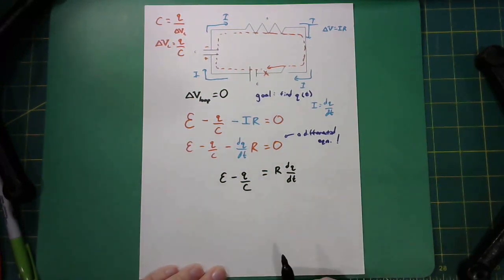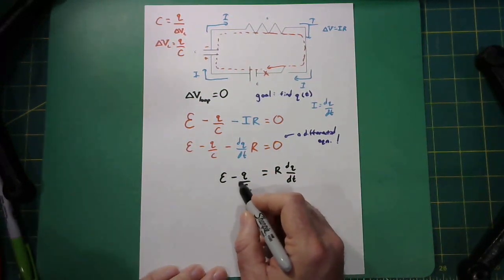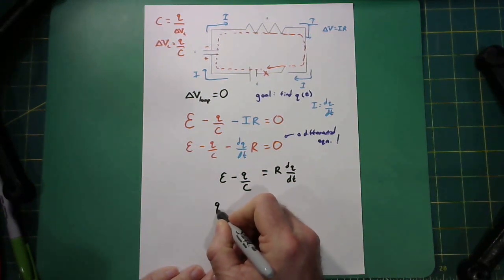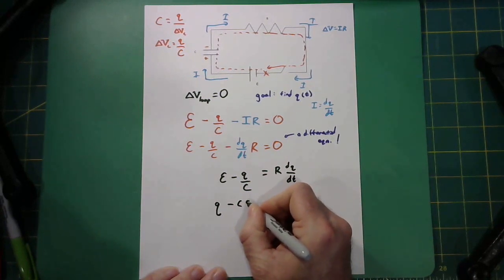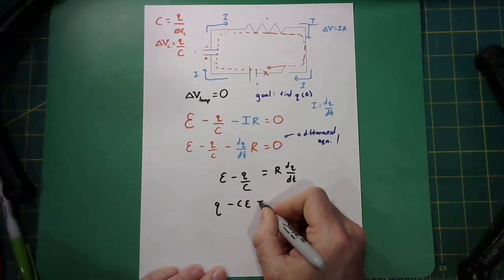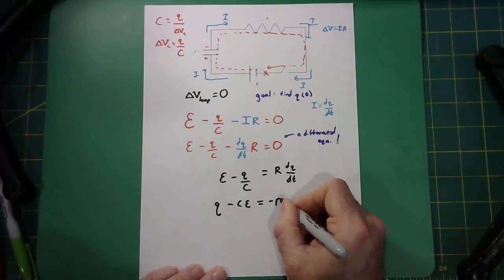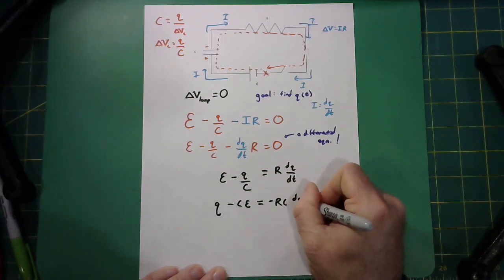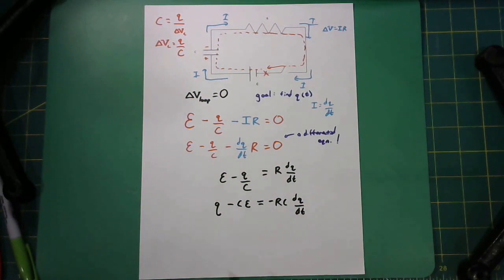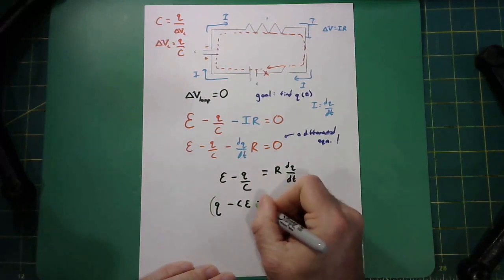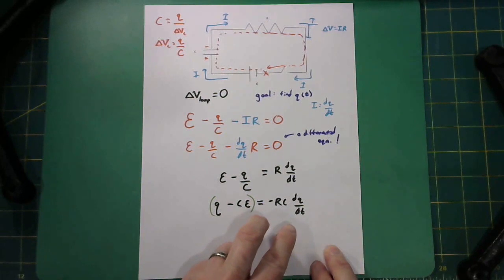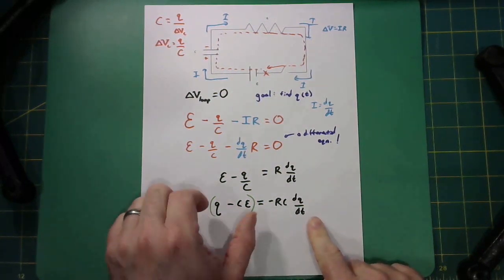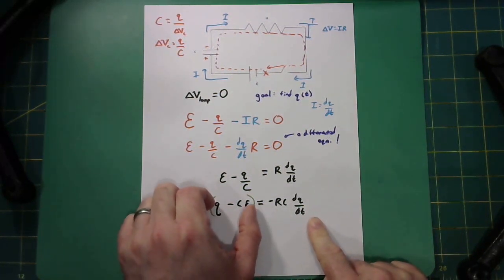So if I do that, multiplying by -C, this will become just positive q. Multiplied by -C, this will become minus capacitance times EMF. And multiplying through by -C, I'll have negative RC dq dt. At this point, I'm going to say, hey, this chunk here, for the rest of this calculation, I'm going to treat like one thing to move around. I'm almost done now. Treating this like one big variable or one big term.